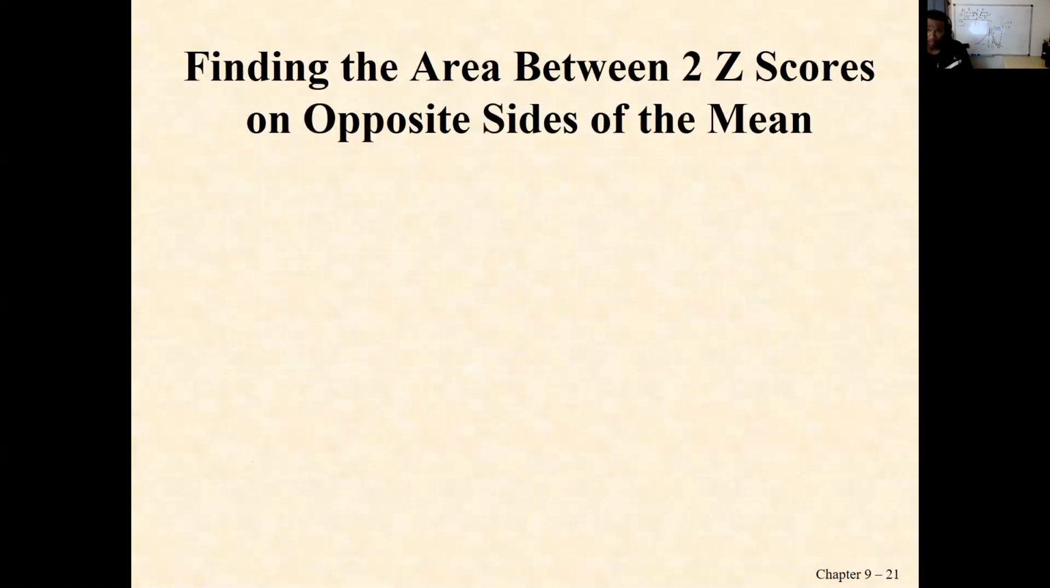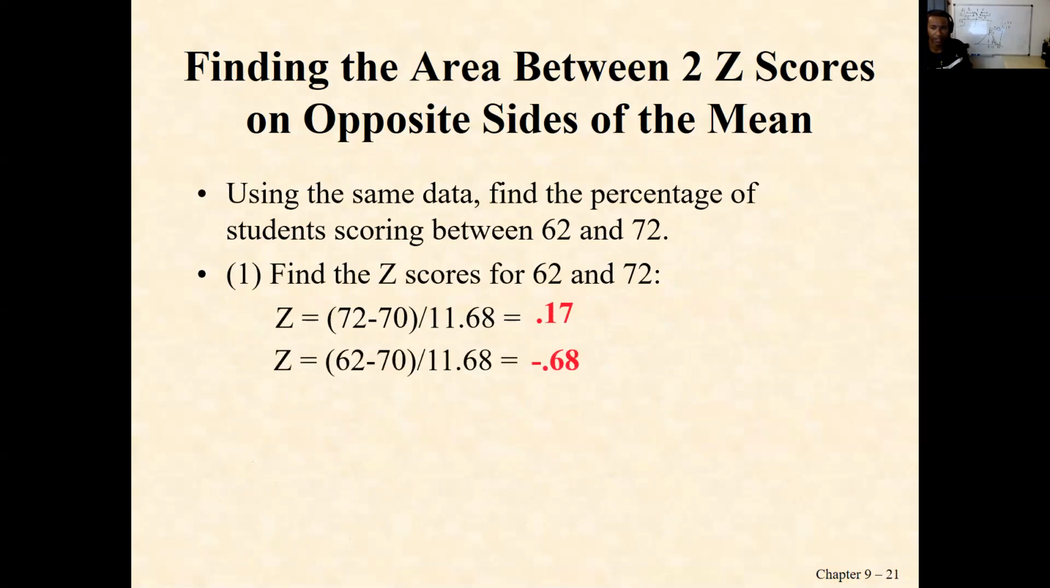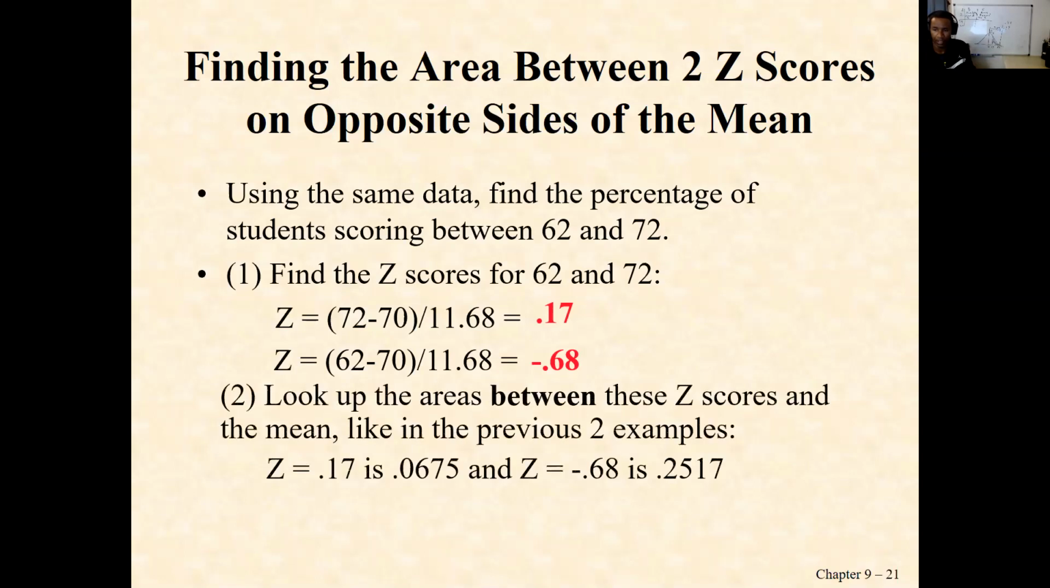All right, so let's find the area between two z-scores on opposite sides of the mean. Let's just say you're trying to find it for 62 and 72. Calculate a z-score for 72. 72 minus 70 gives you 2, divided by 11.68, which gives you a z-value of 0.17. Do it for 62. 62 minus 70 divided by 11.68 is going to give you negative 0.68. Now that you have these two z-values, you go to that table. If you're looking for 0.17, you're going to find 0.0675.